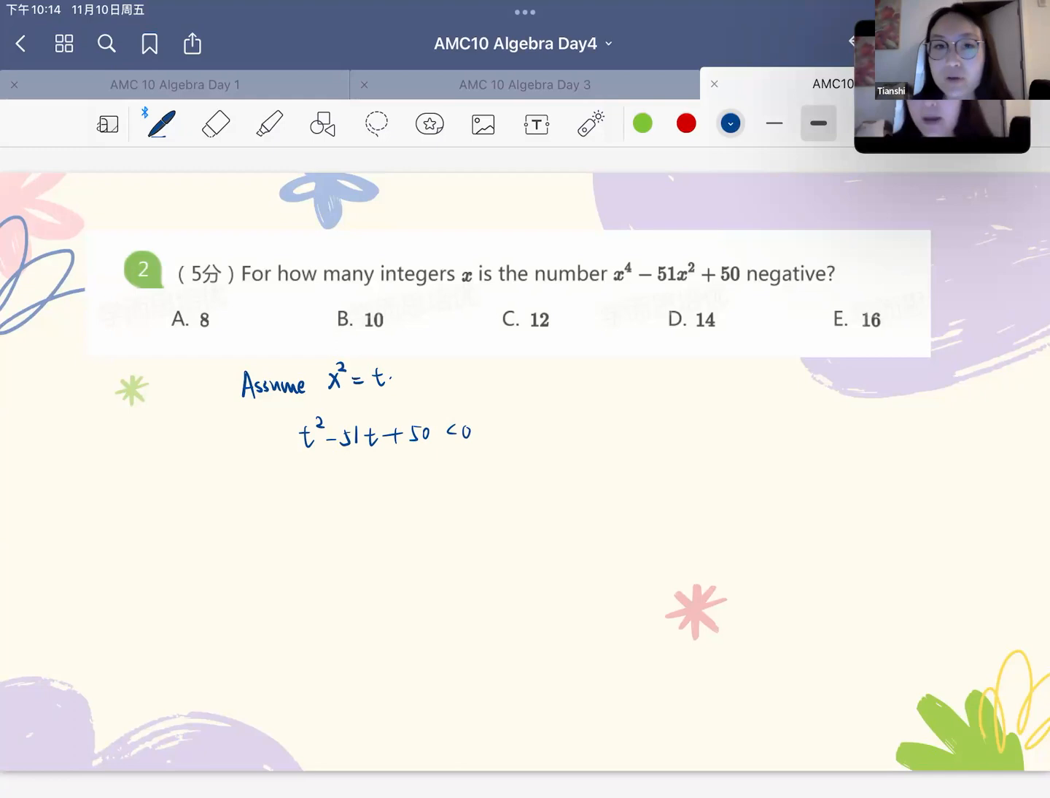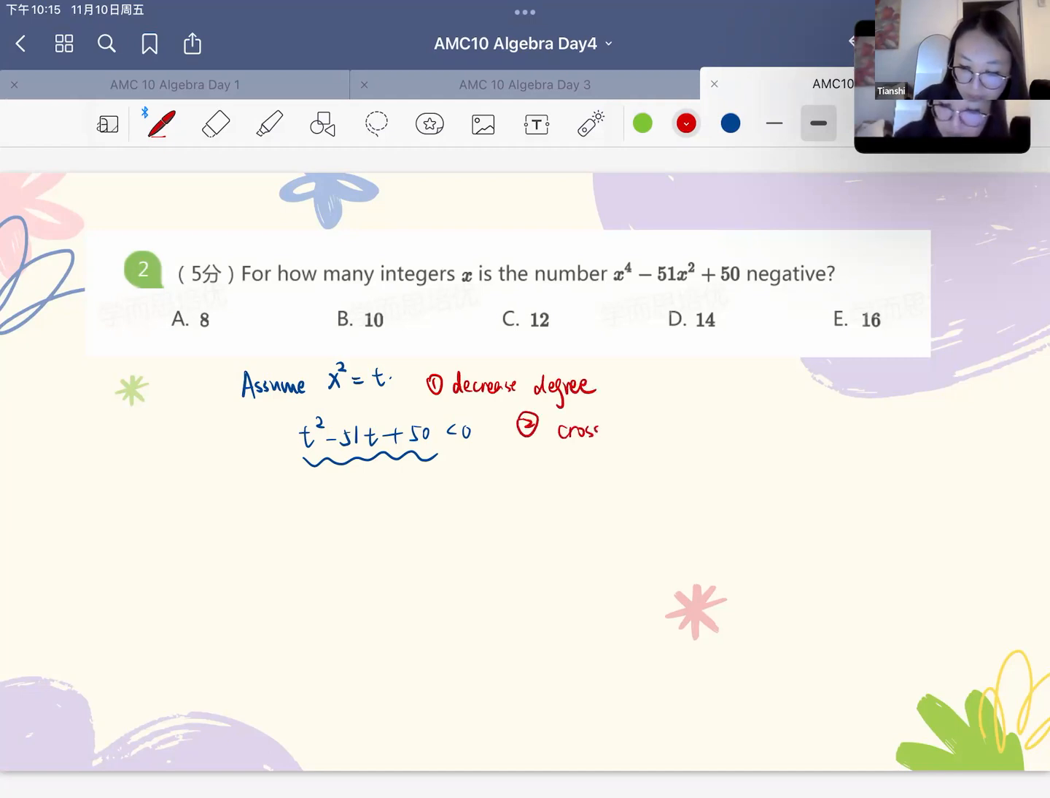By thinking about x squared as one variable t, we can change the equation with the power of 4 to a quadratic equation, which we know how to deal with. So the first step is to decrease the degree of this algebraic expression. Then we have t squared minus 51t plus 50 is smaller than 0. For this, we can use the cross method to solve this question. The second step is to use the cross method.